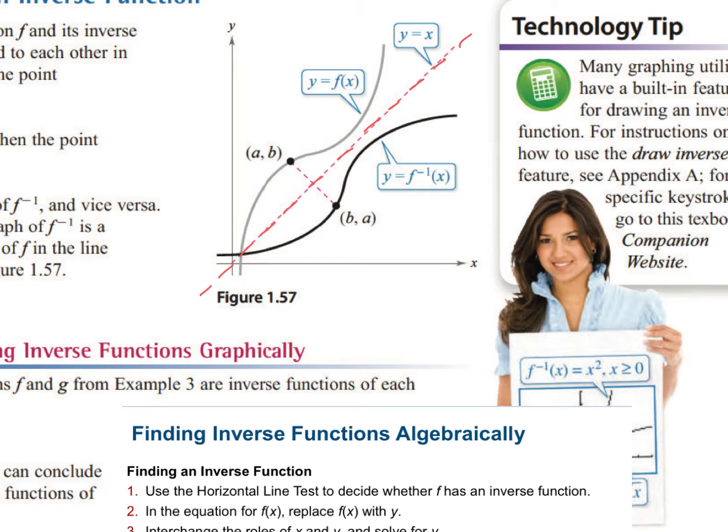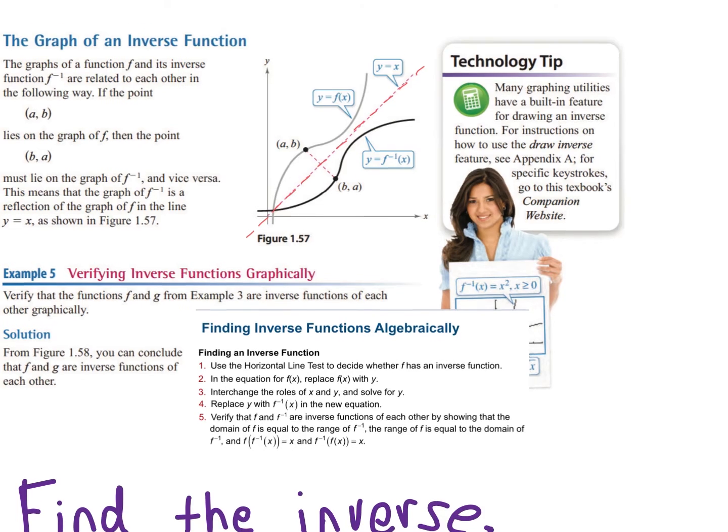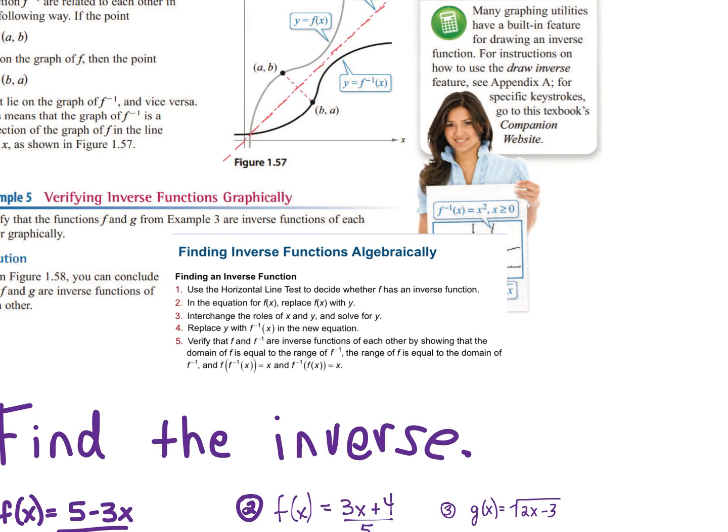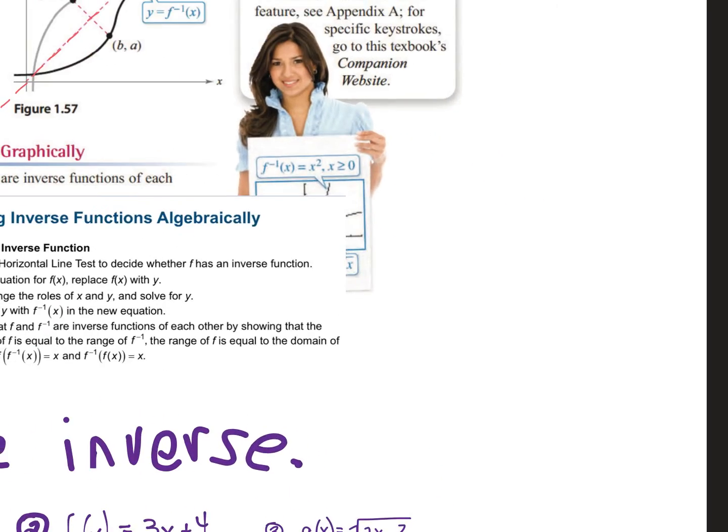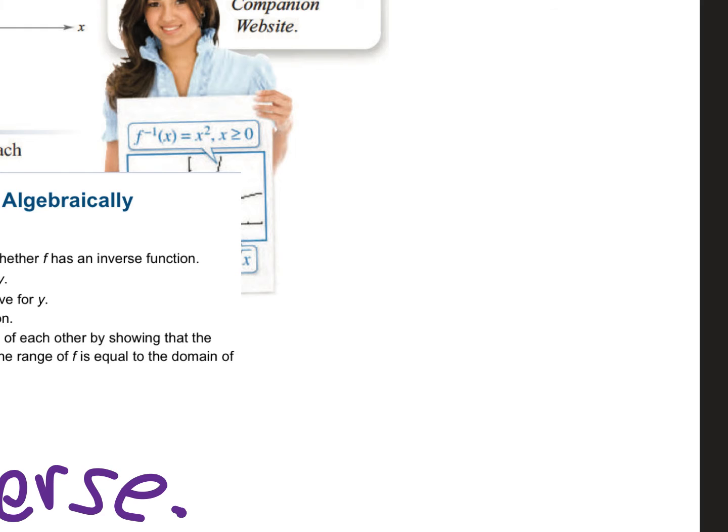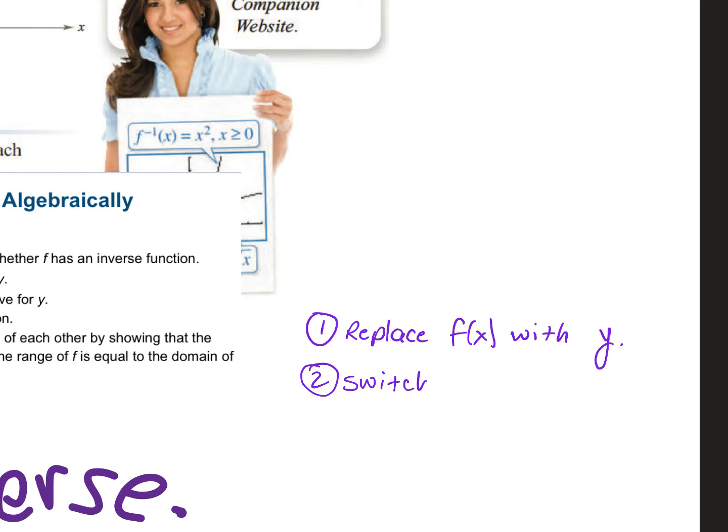Today we're going to talk about finding inverses given an algebraic equation. So this is what I want you to do. Write down the steps. You have to follow these steps. Step number 1, you're going to replace f of x with the letter y. Then number 2, you're going to switch the places. So you're going to switch x and y.